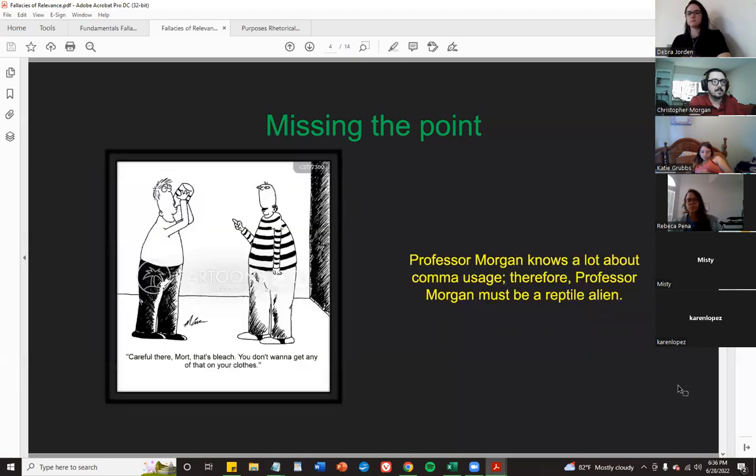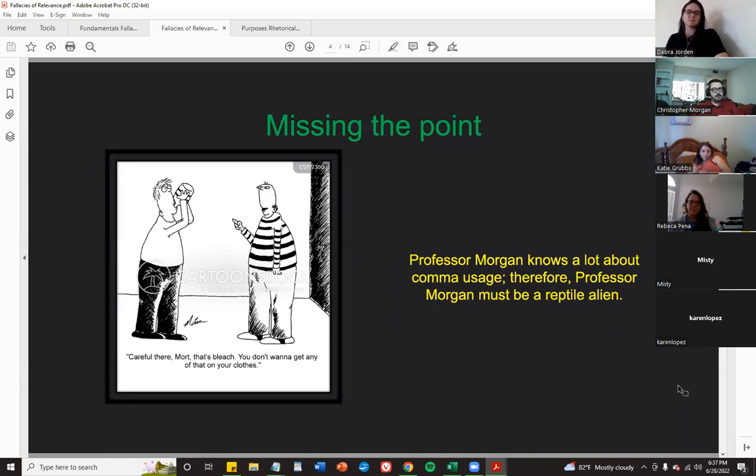So what are some examples of this? Professor Morgan knows a lot about comma usage, therefore Professor Morgan must be a reptile alien, right? Clearly no relationship between these two things, right? I might know indeed a lot about comma usage, but what relation does this have to whether or not, if we're trying to establish the truth of whether or not I actually am a reptile alien, I don't know if my comma usage would be a strong piece of evidence for that.